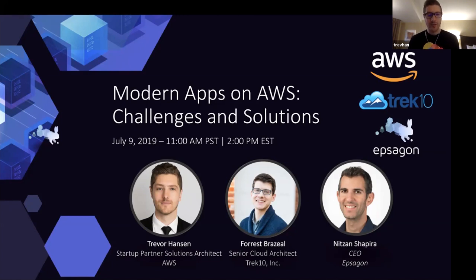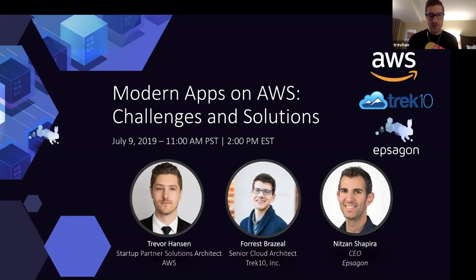So from my side, I'm Trevor Hansen. I'm a partner solution architect with Amazon Web Services. I've been with AWS going close to 4 years now, going from enterprise companies that are going through the digital transformation to now really working closely with startups that are helping enable digital transformation and moving towards things like serverless architecture and so on.